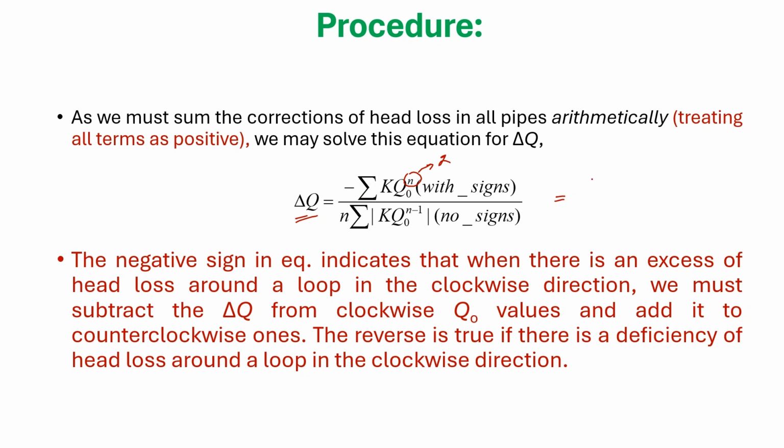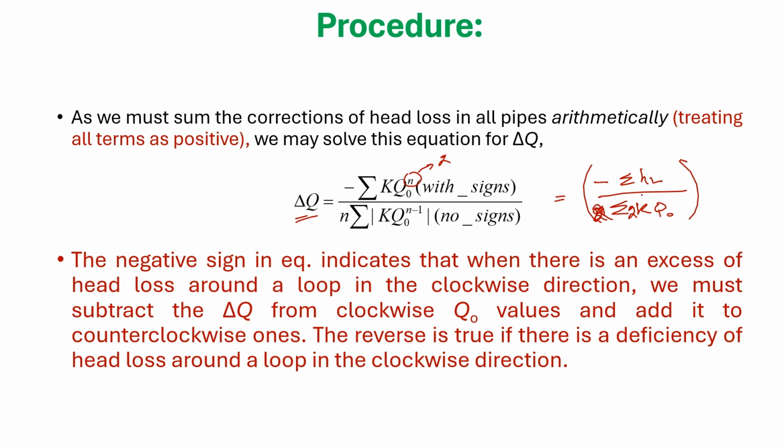Now, basically, this formula is the summation of head losses divided by the summation of k q naught into n. Here n means 2, and the power is n minus 1, so 2 minus 1 will be 1. So again, we will divide this by 2k q naught, the summation of k q naught multiplied by 2, or you can say the summation of 2k q naught for each pipe in a loop.